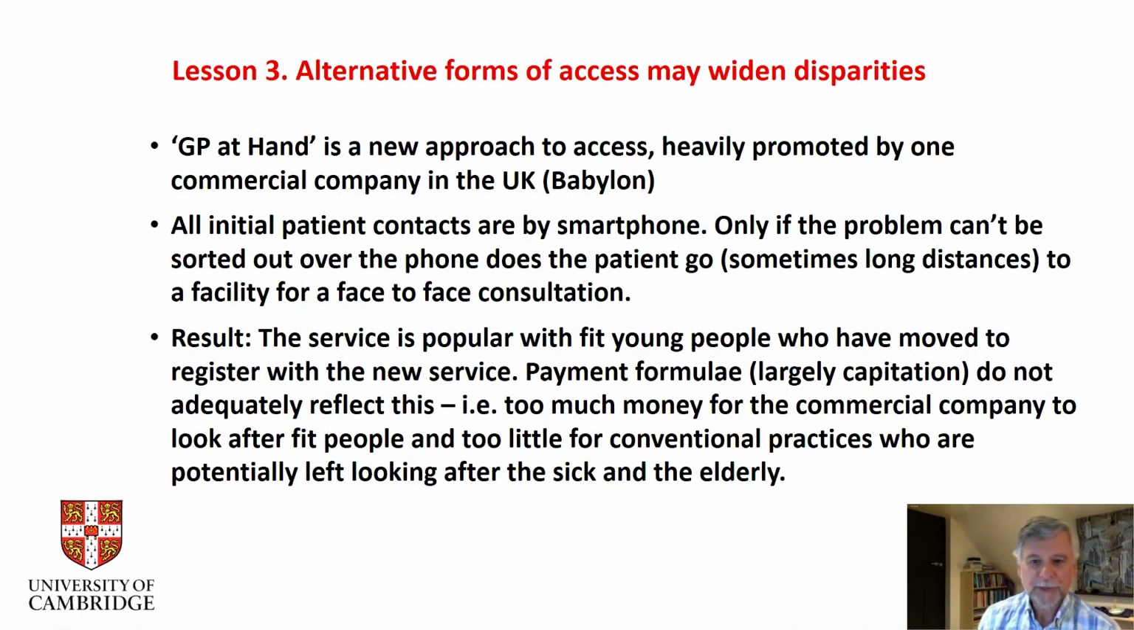But the way the payment formula works, which is largely capitation, does not reflect this. And so the commercial company is getting too much money, essentially to look after fit young people. And there's potentially too little left for conventional practices, who are left to look after the sick and the elderly. So the points that were being made earlier about looking carefully at efforts to improve access in terms of their impact on disparities is a really important one.